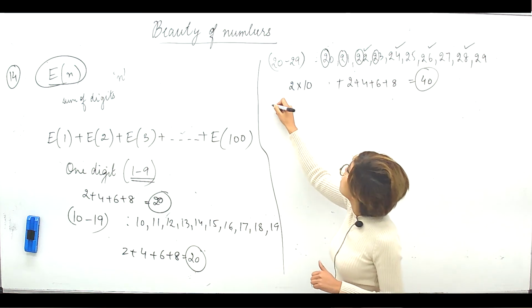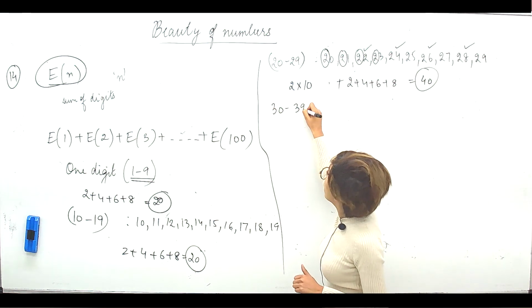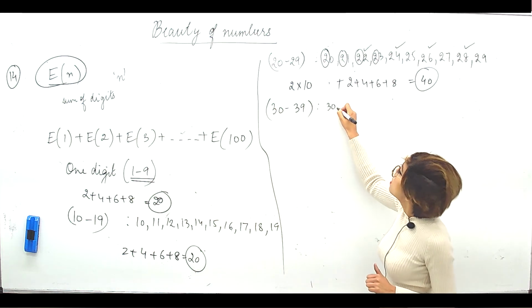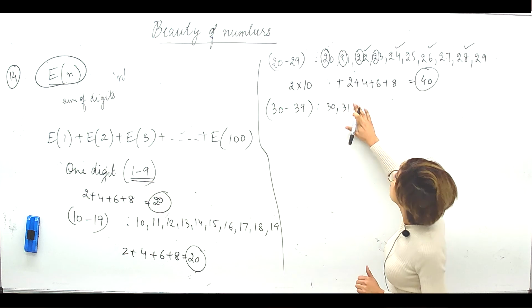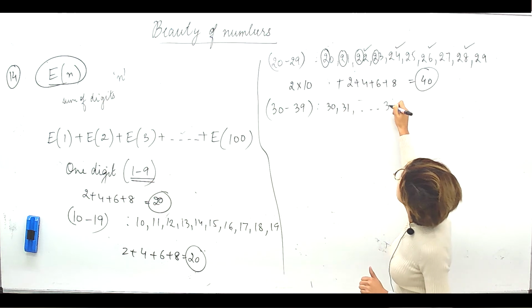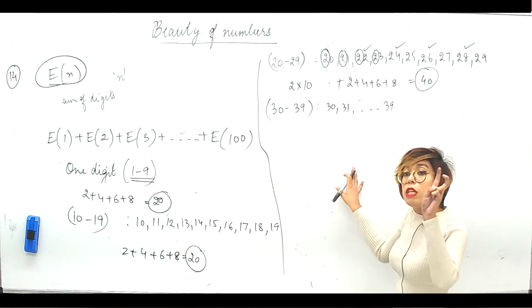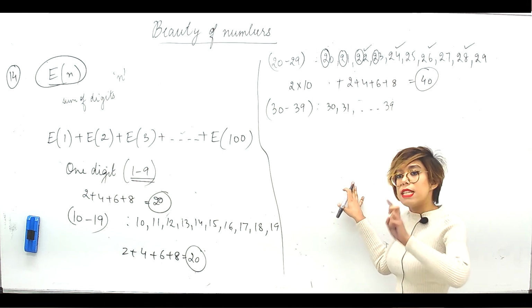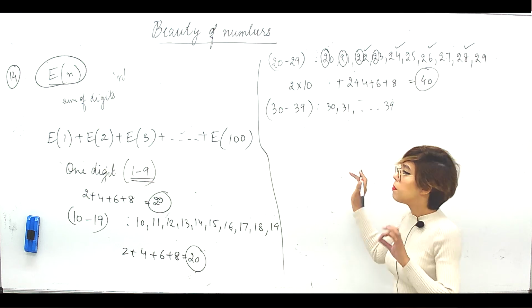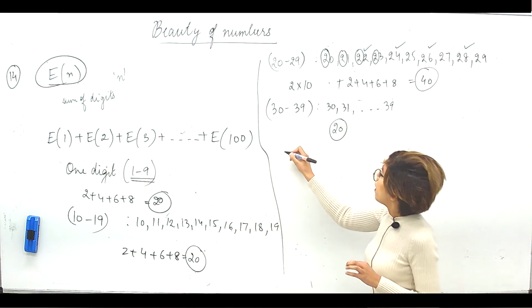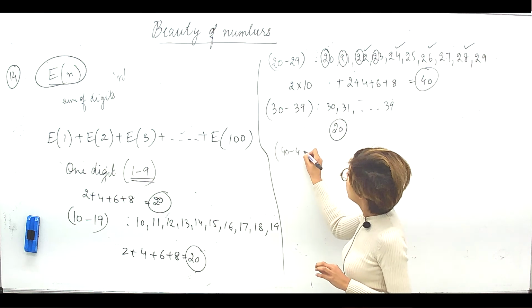Right? Okay. Next, let's go to 30 to 39. Now this will be similar to this one because it will be 30, 31, 32, and so on till 39. Now since the 10th digit is odd, that means from the unit digits 2, 4, 6, 8, I'll be getting the sum. That means that is 20.